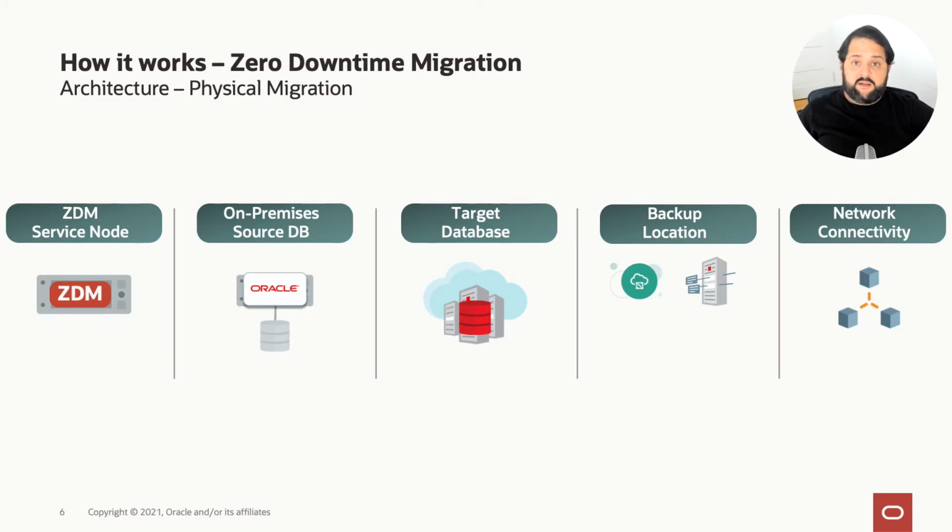And we have the source database. For physical migration, we support Oracle databases on premises, even in OCI as well. And these databases have to be 11.2.0.4 and higher. Now, really important, these source databases must be on Linux platforms. These are for physical migration. Then we have the target database cloud service.